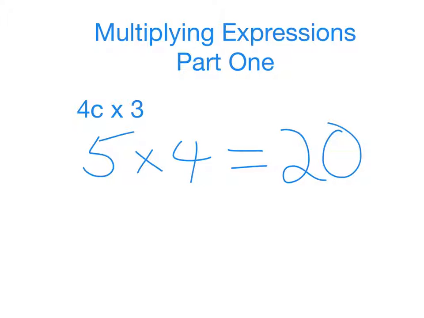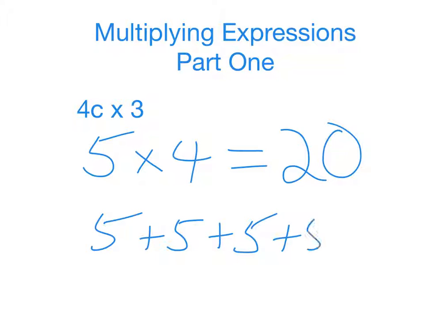Well, it means we're going to take 5 and we're going to add it 4 times. So 5 plus 5 plus 5 plus 5: 5, 10, 15, 20. That's what times means. Well, the same thing is true with an algebraic expression. So we'll take this very basic one, 4c times 3. That simply means 4c plus 4c plus 4c.